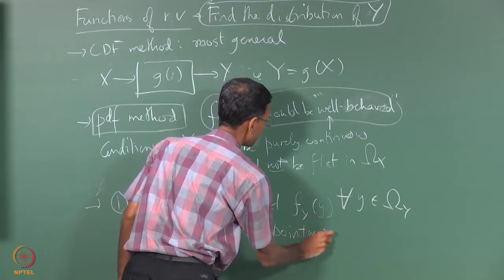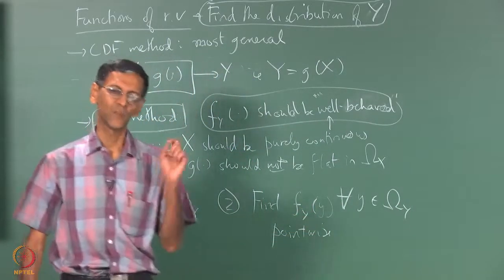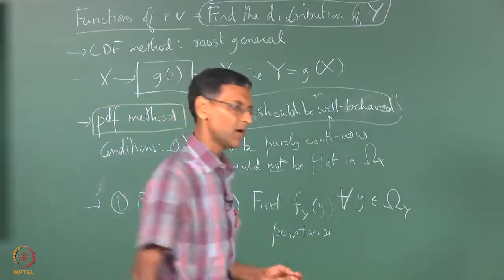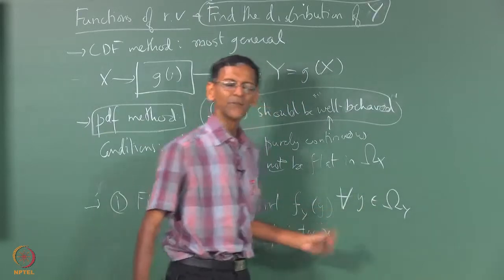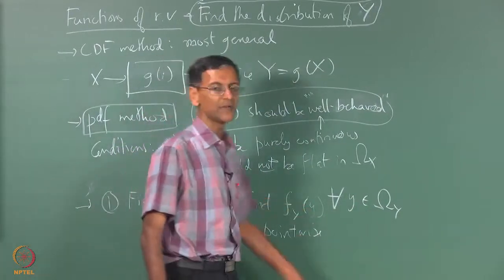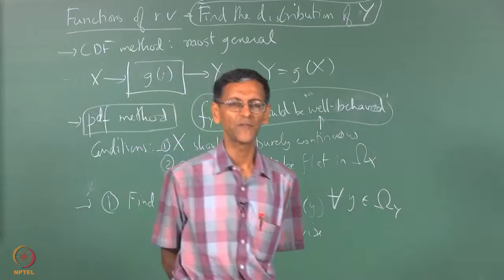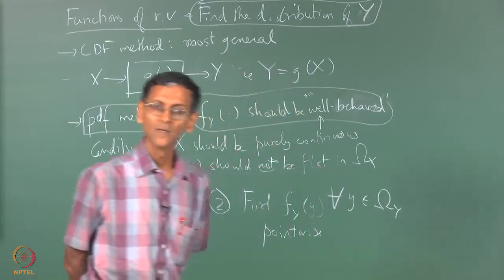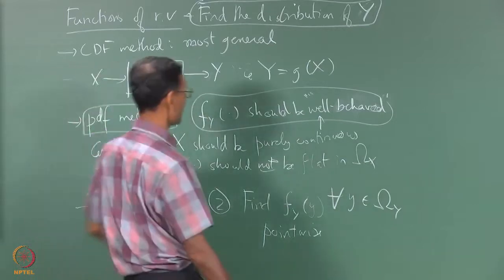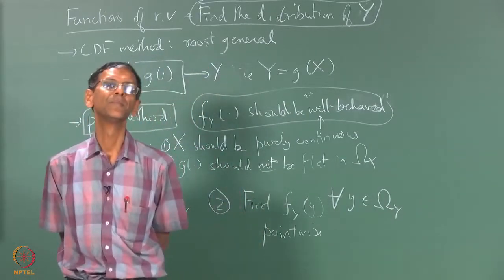In other words, you are finding this output PDF point by point, but there could be an uncountable infinity of points here. But if you just take an arbitrary y in omega y, and if you can find it as a function of y, then you have solved the problem, isn't it. But that does not take away the fact that you are actually defining it pointwise.